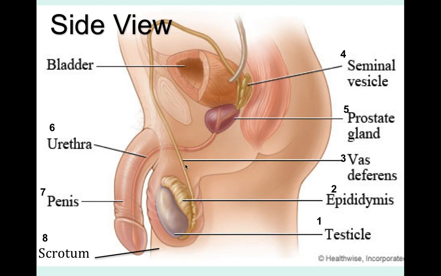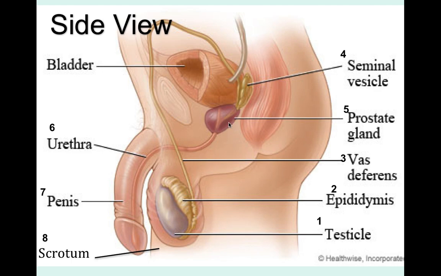But so the vas deferens is the tube, and again there's another one on the other side of the body that brings the sperm to here. The prostate gland is this purplish looking structure here that is producing the semen. Now the semen will then be mixed with the sperm here and returned into the urethra to exit the body.